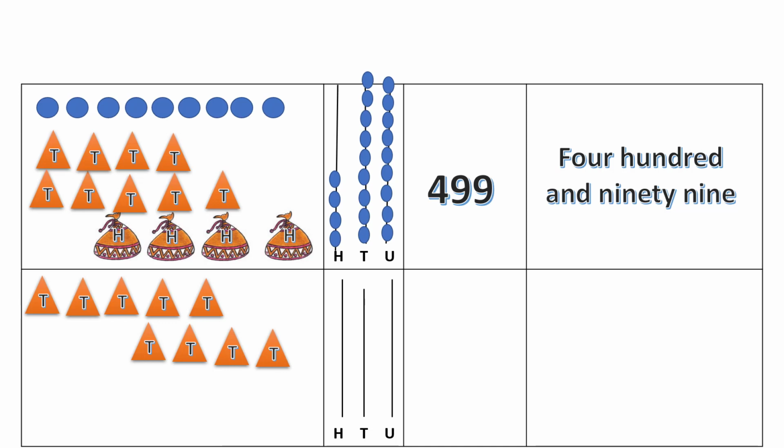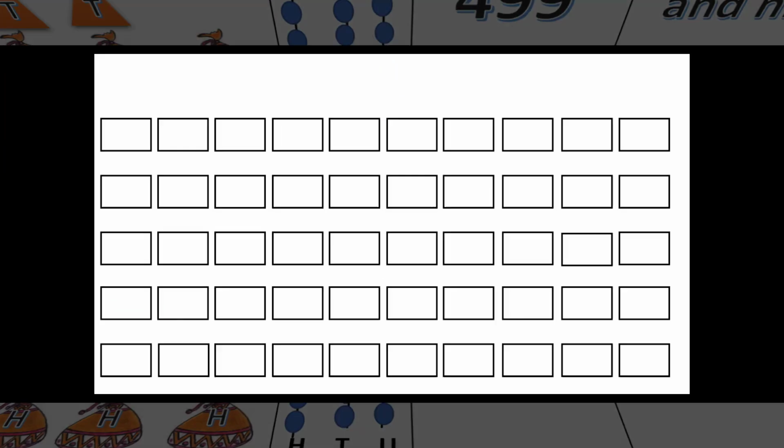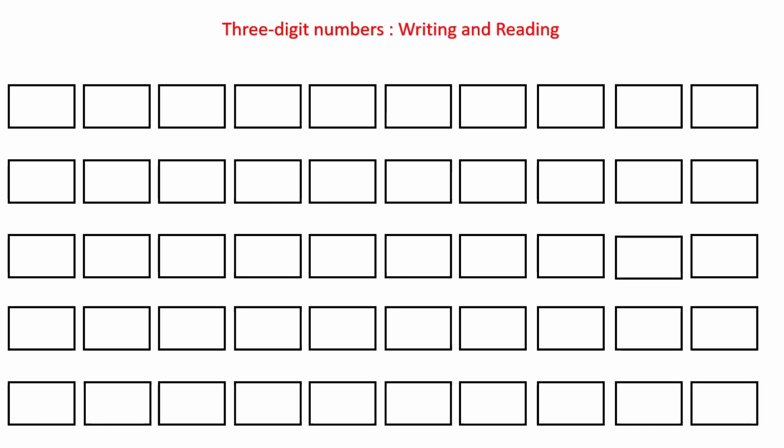9 tens and 1 hundred. Here it is no units, so we string 1 hundred bead, and in the tens wire we string 9 beads, 1, 2, 3, 4, 5, 6, 7, 8, 9. Here it is no beads in the units place. The number makes 190. We read and write it as 190.